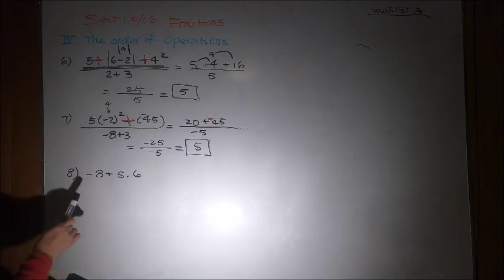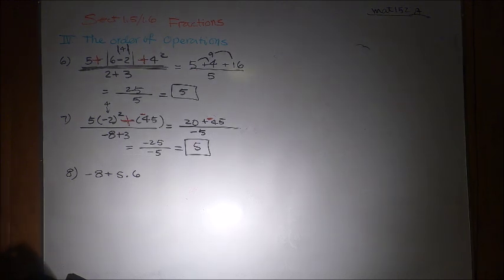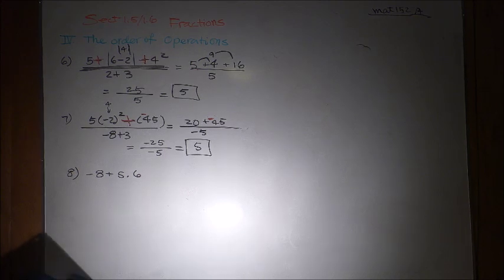Next one, negative 8 plus 5.6. Usually you'll be okay with positive and negative. However, when it's decimals, you will make a mistake. You need to think about how you are going to handle your positive sign and negative sign.